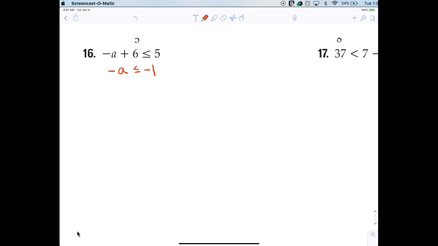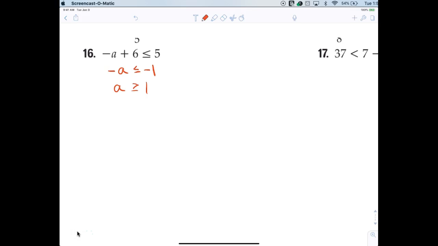Now, negative just means to do what to all the signs? Change all signs. That's what it means. So the negative becomes a what? Positive. The less than or equal to becomes greater than or equal to. The negative 1 becomes positive 1. Come on, guys. Join the class. That's how you get smarter. Talk with me. A is greater than or equal to 1.